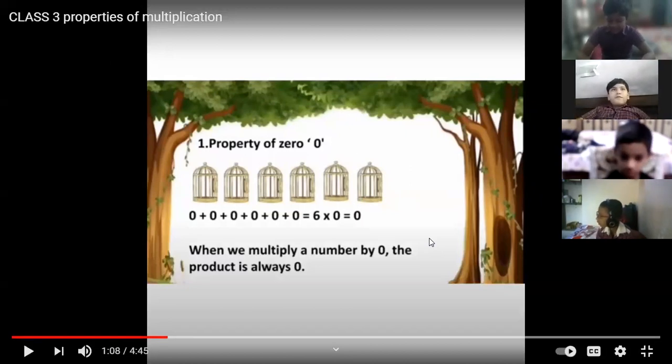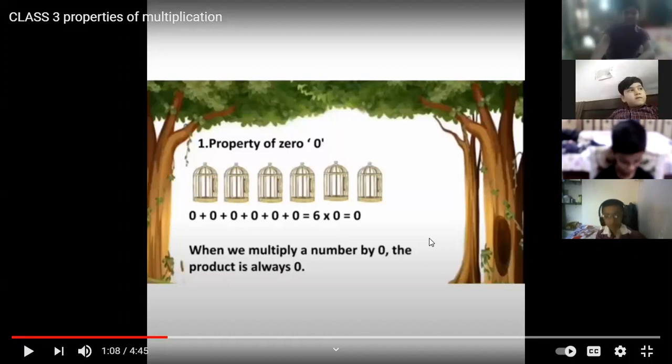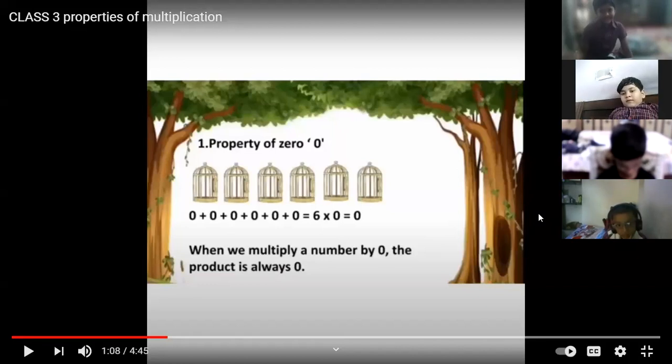So beta, can you watch from the video that we are going to multiply 6 by 0 because the number of cages is 6 and no bird is there. So we are going to multiply 6 by 0. So what will be our answer? 0. 0, because 0 makes the other number 0 while multiplying.